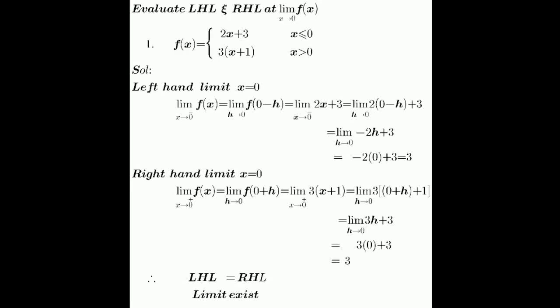Right hand limit means x is greater than 0, meaning h is coming from the right hand side, crossing to a positive number. Then you have to use the second function, 3x plus 1. In terms of x you will use 0 plus h. Now we have limit h tends to 0 of 3h plus 1. Apply limit h equal to 0, then the right hand limit is 1. And when the left hand limit is equal to the right hand limit, the limit of the function exists.